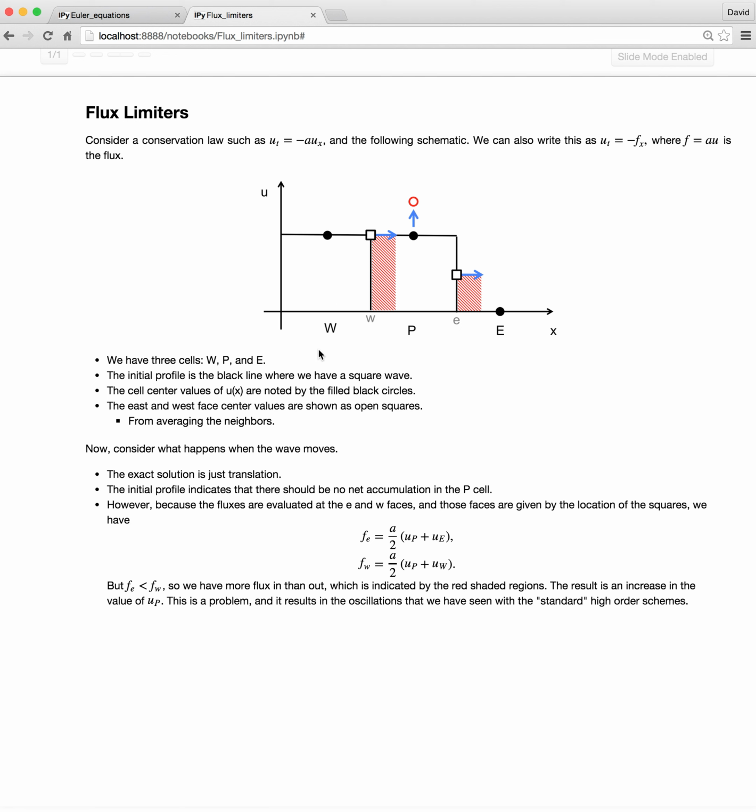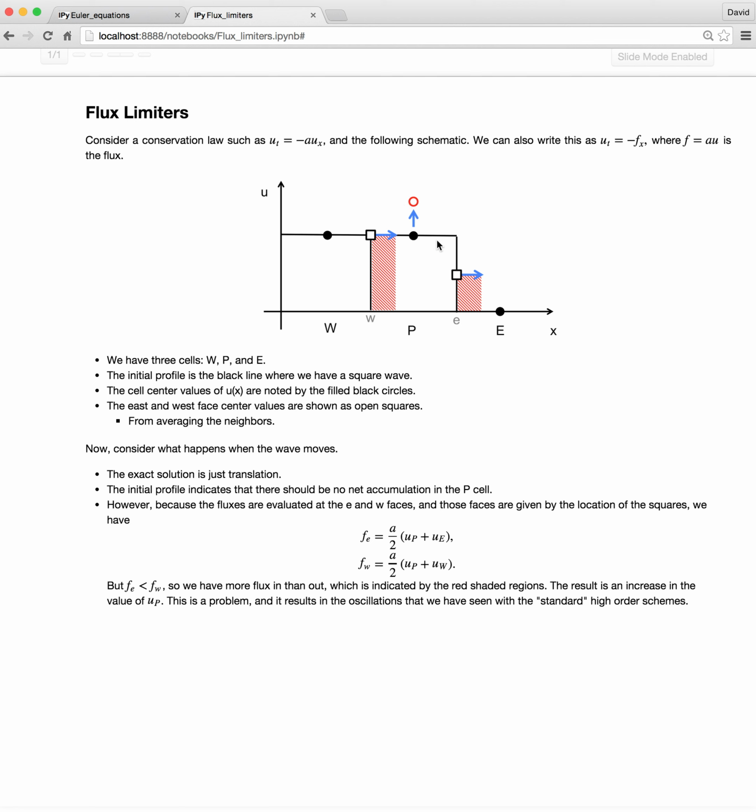But if we look at it from the point of view of what's the flux in minus the flux out, we can see that the flux on the west face is going to be higher, because that flux is at the open square here at a higher value than the flux leaving the cell down lower. And so here I've indicated that by these shaded red regions, which would be the amount of material over a time step that moves to the right due to the west flux versus the amount of material that leaves due to the east flux. You can see that the flux leaving is less than the amount entering, and the result is going to be that we actually increase the value of U in the P cell.